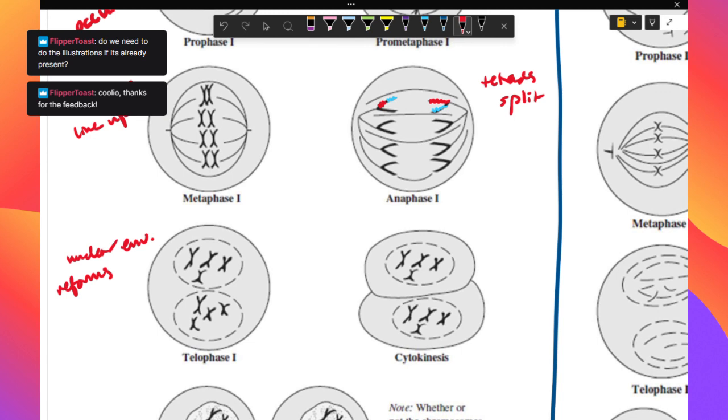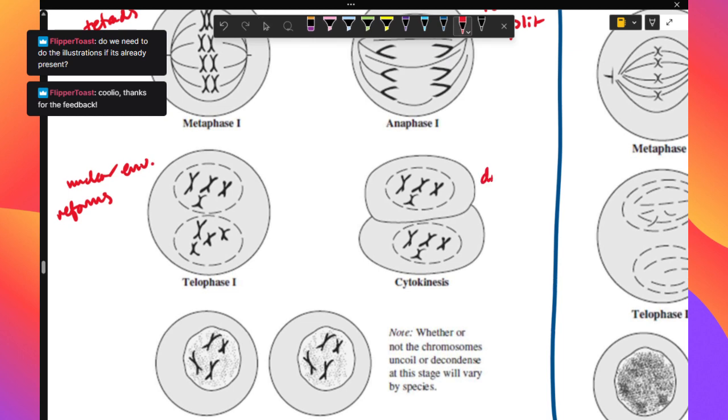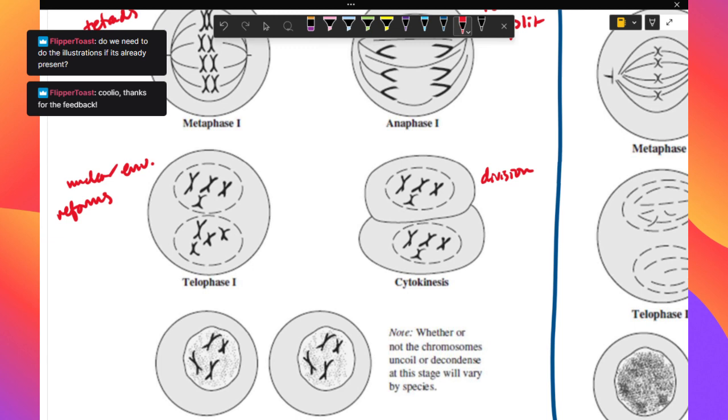Telophase 1, your nuclear envelope reforms, and cytokinesis. This is the beginning of the formation of your new daughter cells and the division of that cytosol.